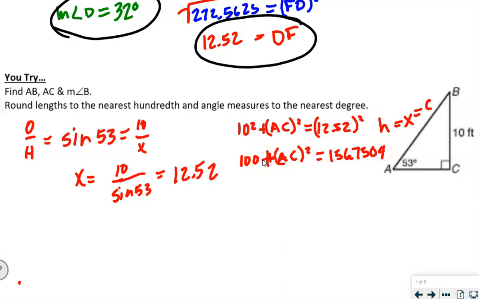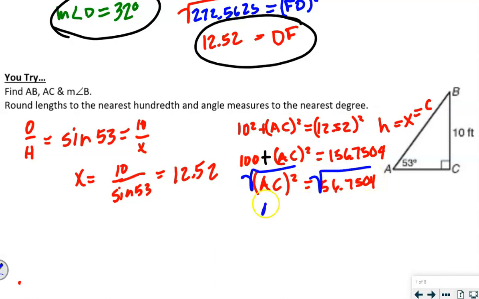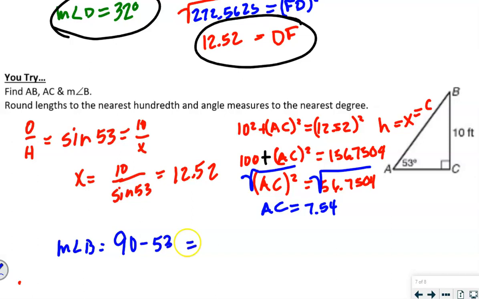It's a plus sign, y'all. Sorry. Plus sign right there. Okay. So that's going to give us AC squared is equal to 56.7504. So then take the square root of both sides of that, right? So that's going to give me my AC is going to be equal to 7.54, okay? Now, we need to find the other angle. This is easy, right? Because we're going to go 90. So the measure of angle B is equal to 90 minus 53. So that is 37 degrees.